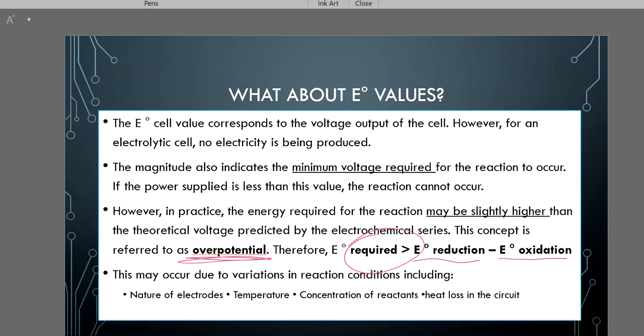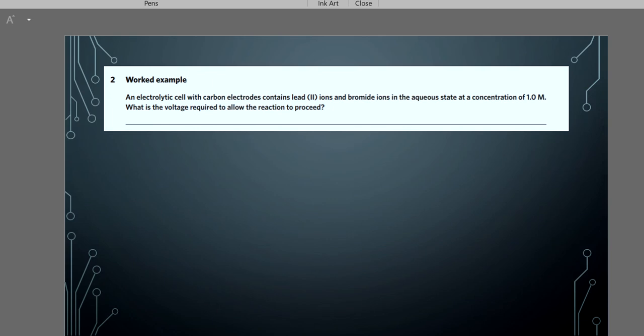So if you have a look at this question, this is a bit of practice, just doing that little sum as well. So pause the video. I want you to work out the half reactions occurring, write down the E0 values that correspond to those half reactions, and work out what the minimum voltage is that would be required for this electrolytic cell.